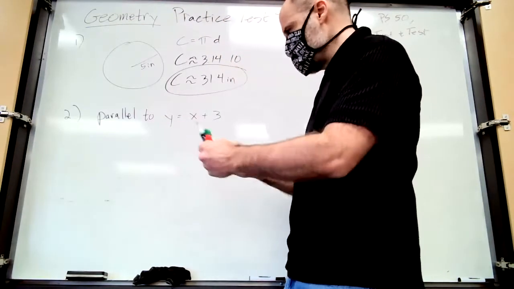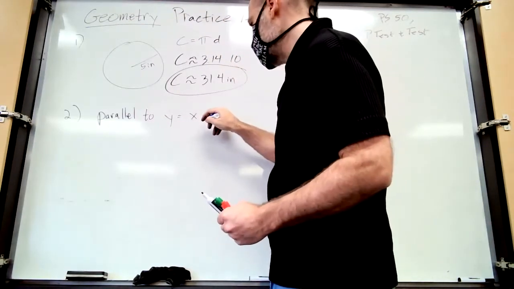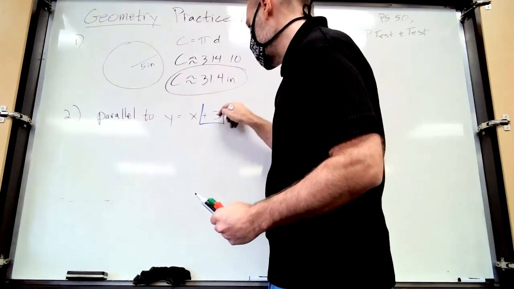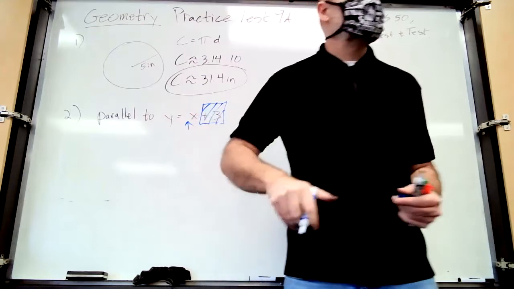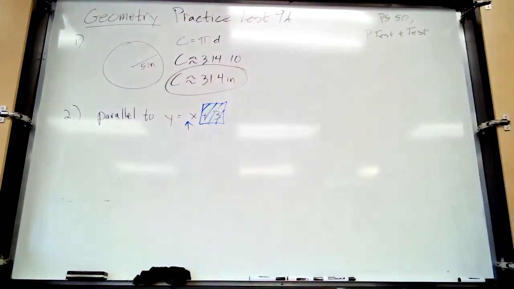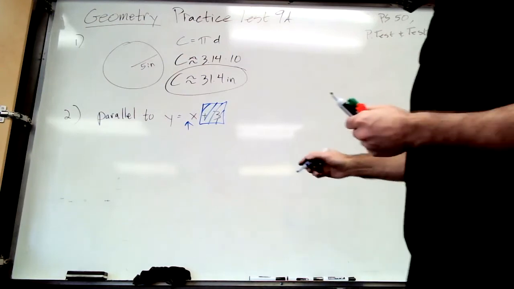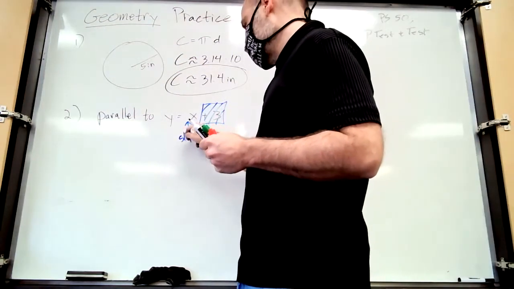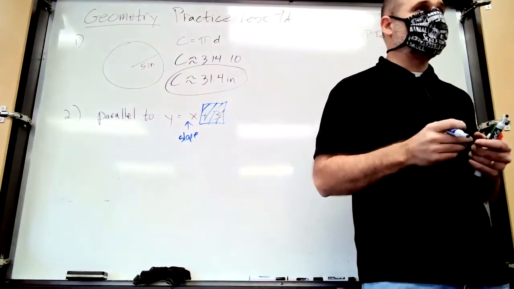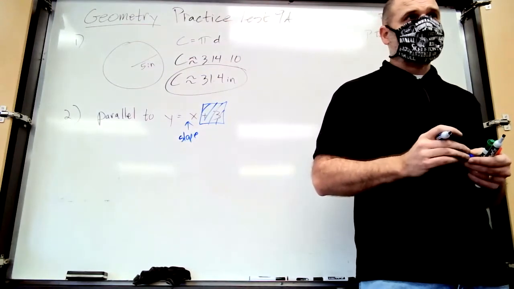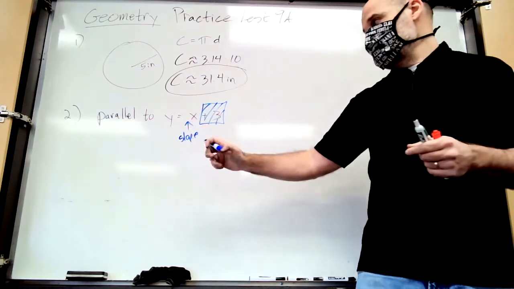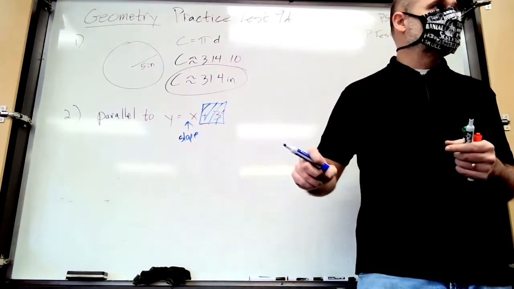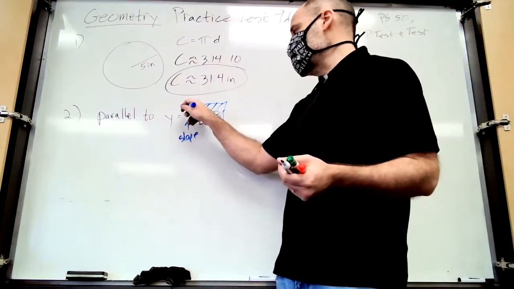So basically, the only thing we care about is this number right there, because parallel lines have the same slope. So what's the slope of this line? It's not 3, that's the y-intercept. It's 1. If you don't see a number there, it's 1.